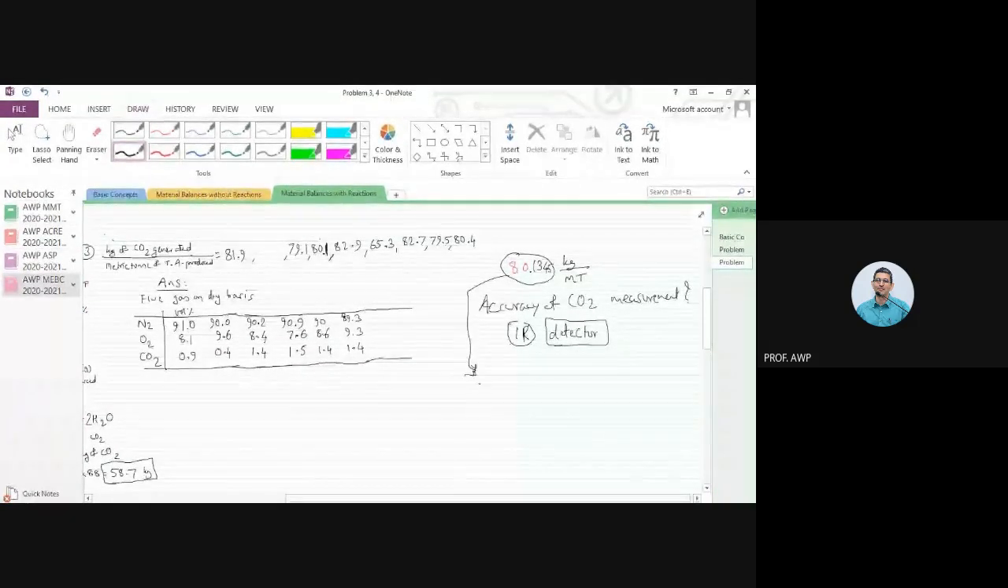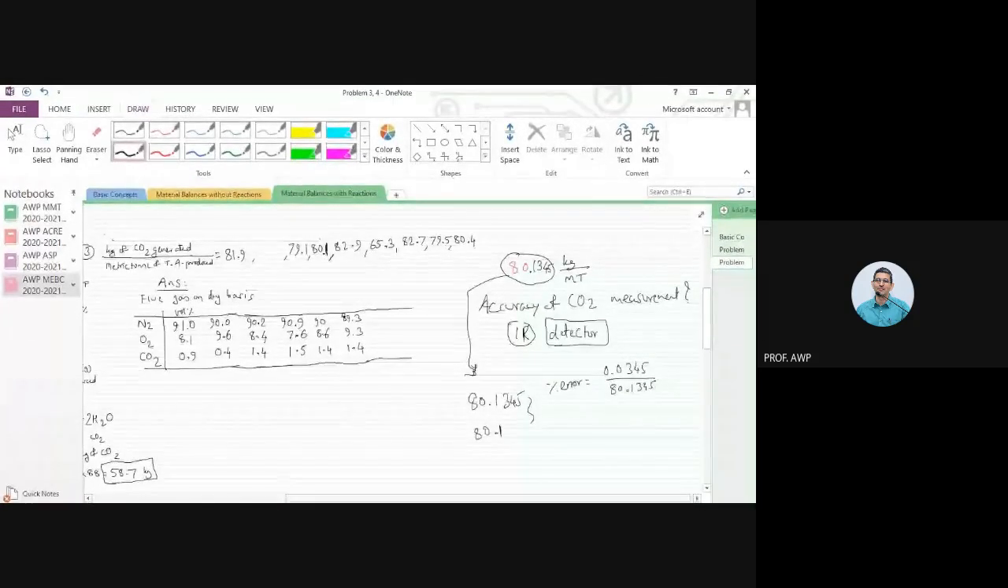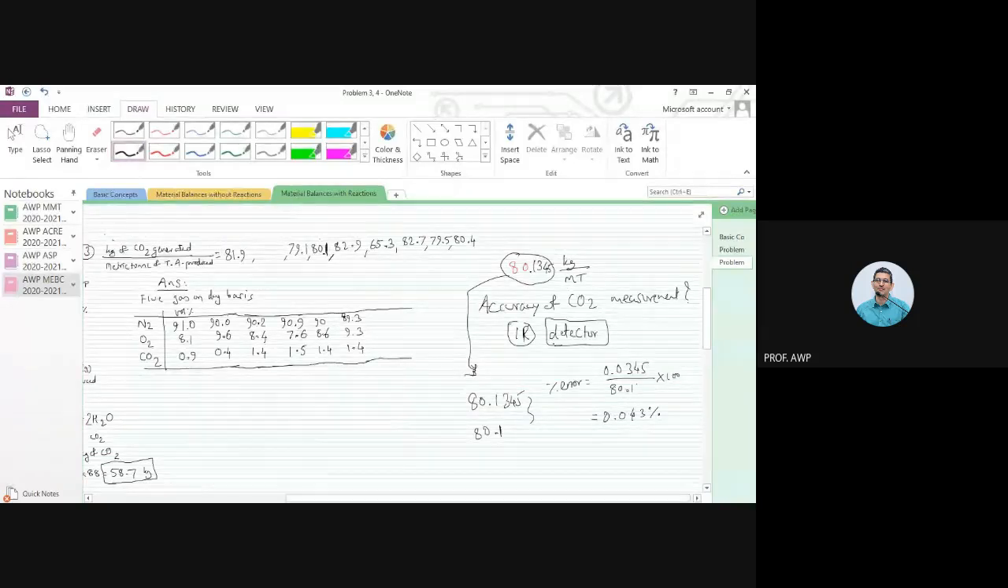Again, if your answer is 80.1345, and suppose somebody rounds it off to 80.1, how much error is made? It is 0.0345 divided by 80.1, into 100. So your answer is accurate up to 0.043%. Is your detector capable of having accuracy more than this? That is the question. If it is, then it is worth having the second decimal place. Otherwise, it is not worth having it because nobody can verify. Do you agree? Anirudh, do you understand?